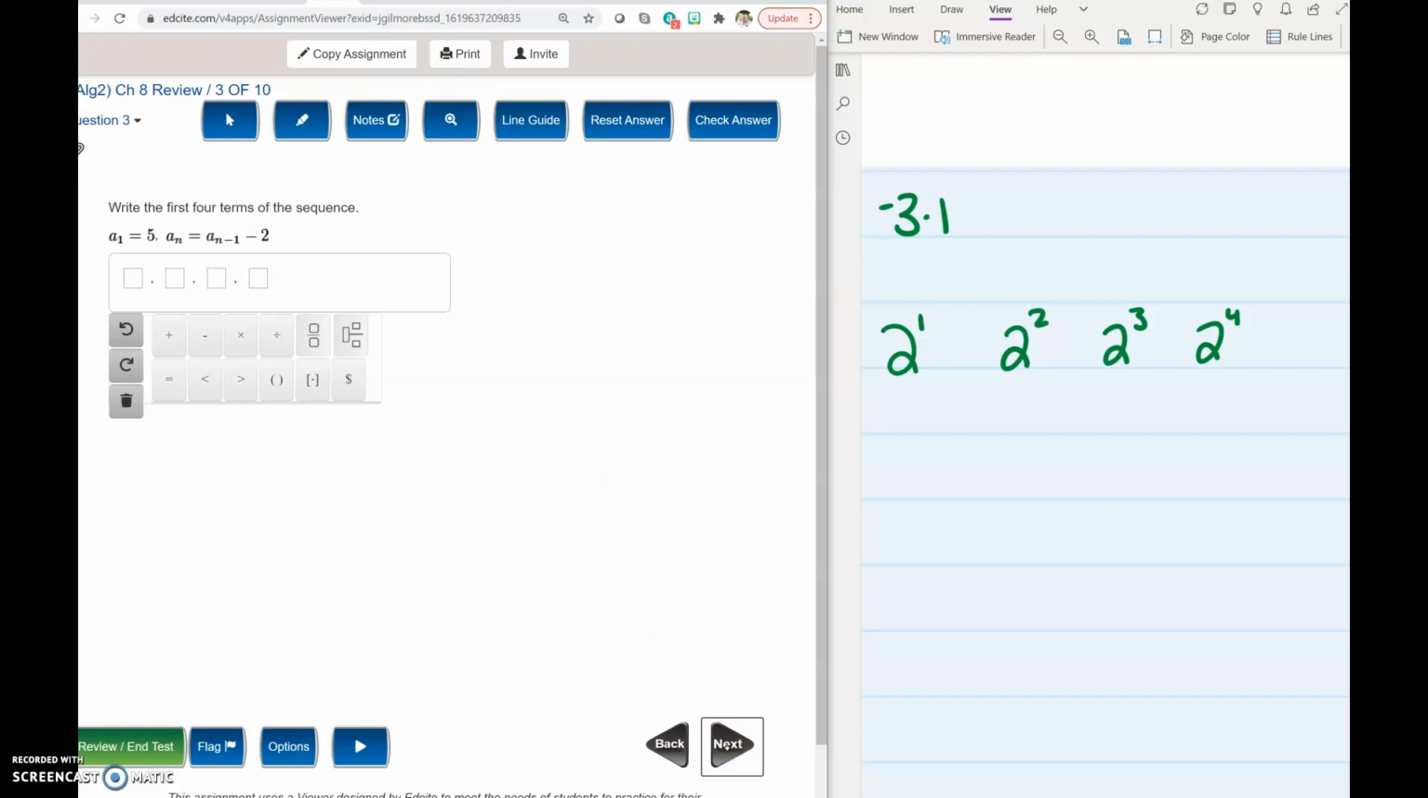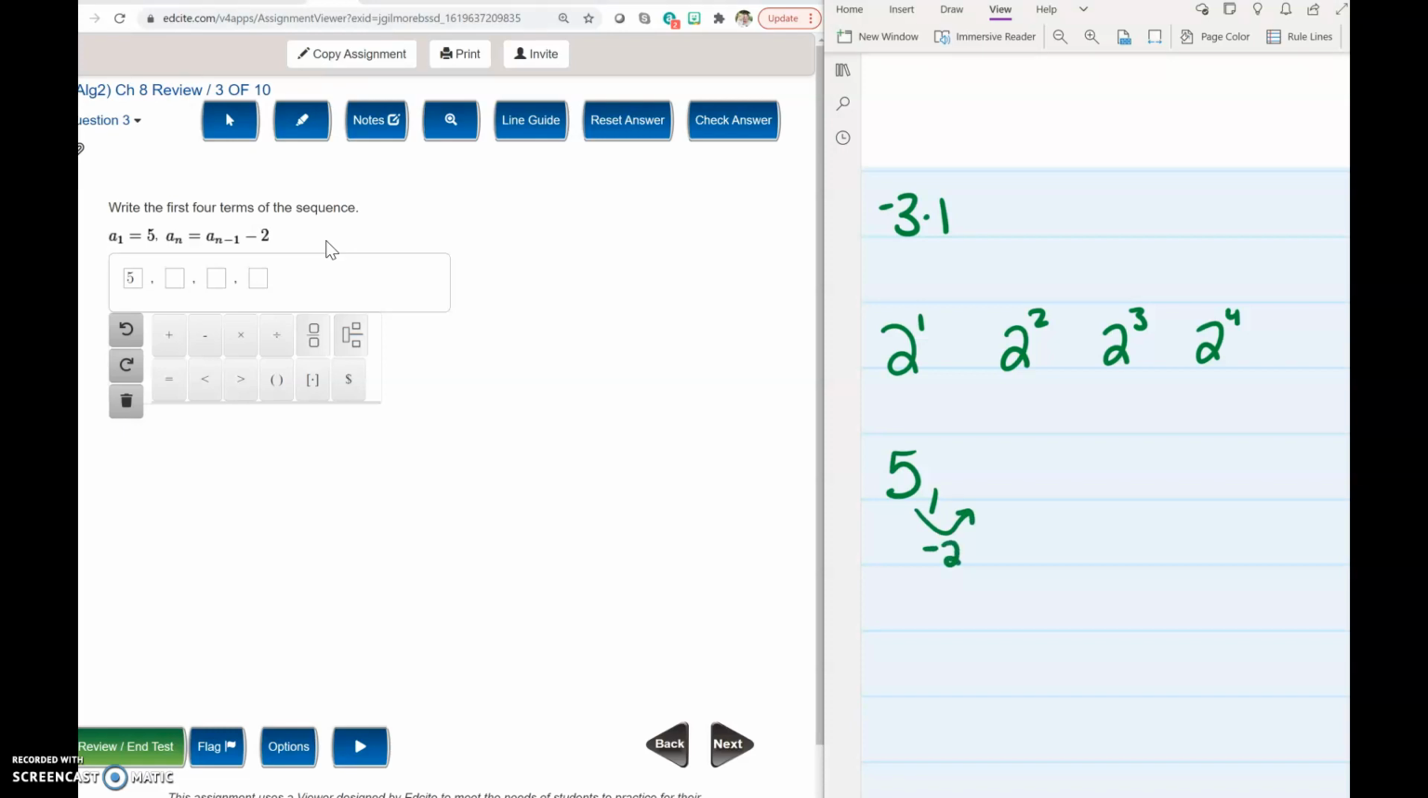This sequence is a recursive rule. It says your first term is 5. So your first blank is going to be 5. Then what this is saying is a sub n minus 1 means your previous term. So previous term minus 2. So basically what it's saying is the pattern is minus 2.